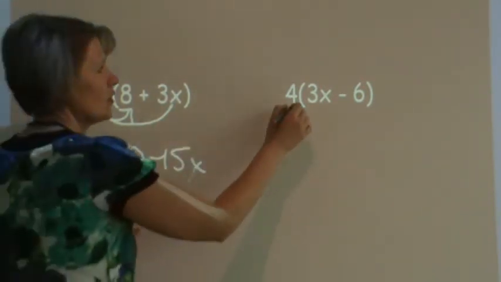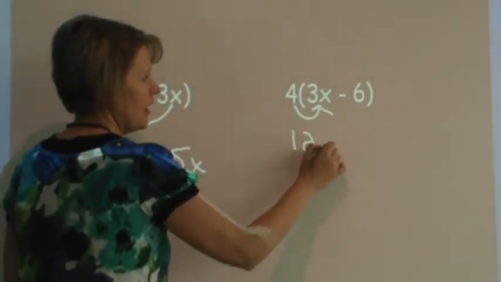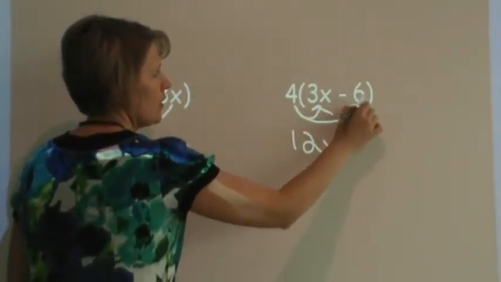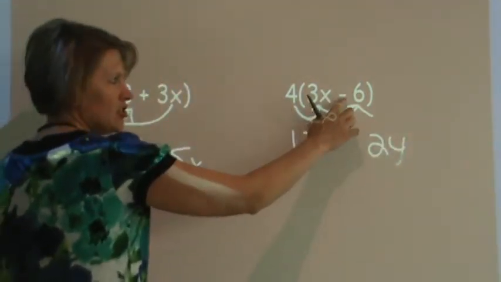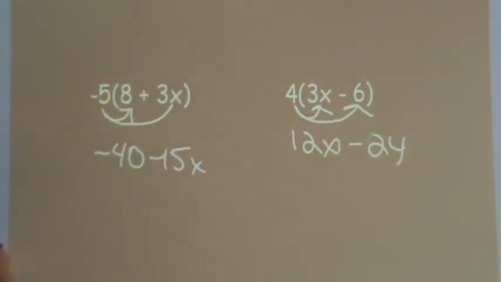All right, 4 times 3x is 12x, and 4 times 6 is 24. This time I don't have a negative out here, so I'm not going to change that sign. It's going to remain a negative.